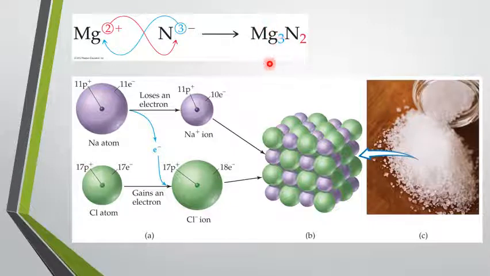So we have 3 magnesiums, each with a 2+ charge. So 3 times 2 is 6 positive. And then we have 2 nitrogens, each with a 3 negative charge. So 3 times 2 again, we get -6. So we have a -6 charge and a +6 charge, and that cancels out to make a neutral molecule or neutral compound.